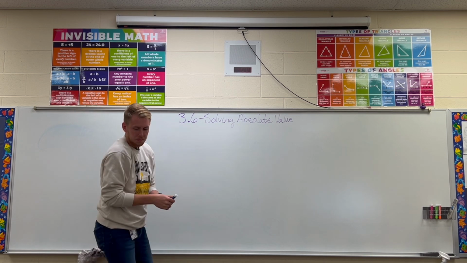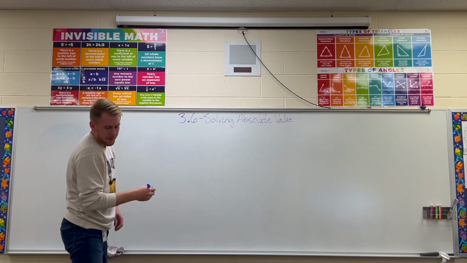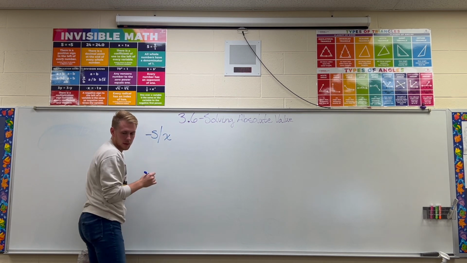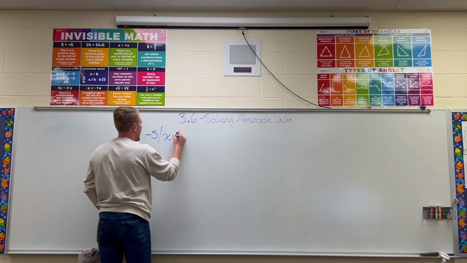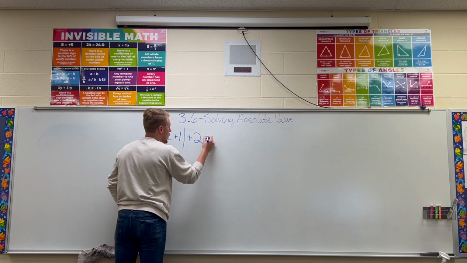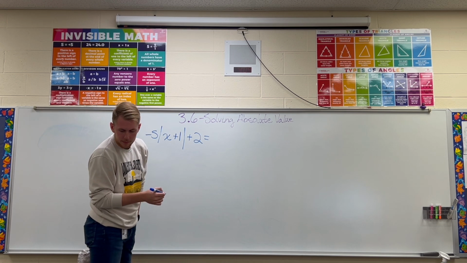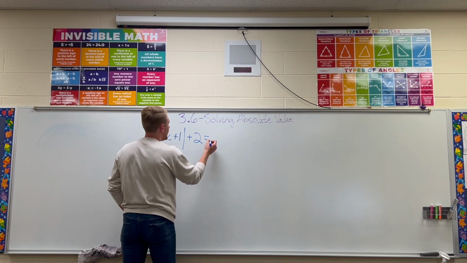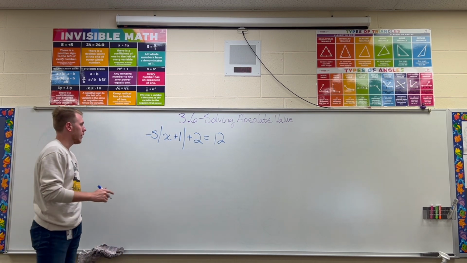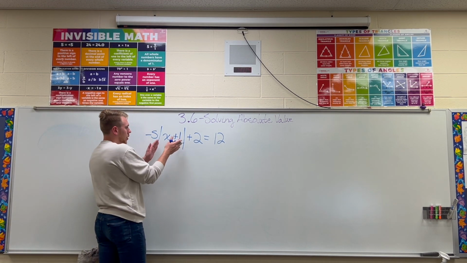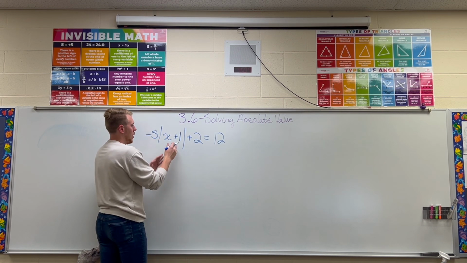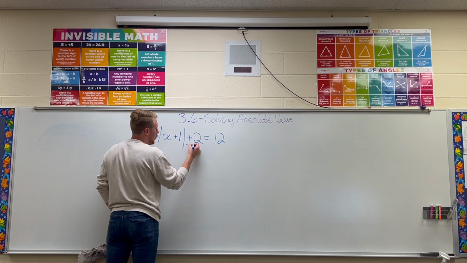Okay. Negative 5 times the absolute value of x plus 1, plus 2 equals 12. Okay, from here, it's pretty straightforward. Remember, just like grouping symbols or parentheses, we leave this alone for now. I have to get it by itself, so I'm going to subtract 2.